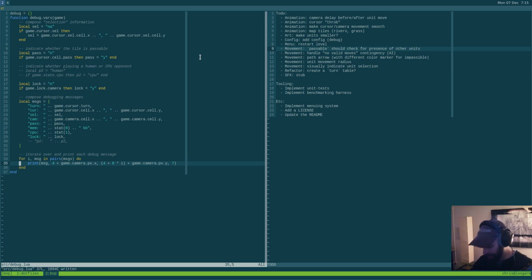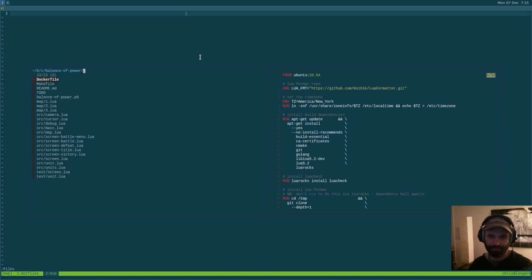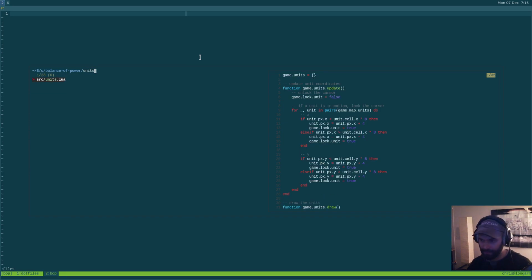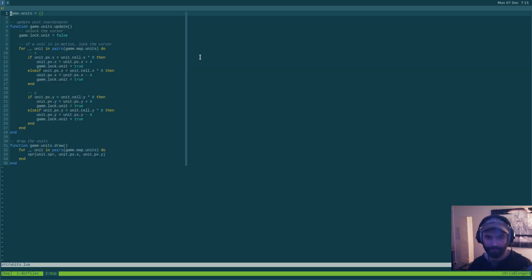So let's see. What are we going to need? We're going to need to coordinate, again, unit movement and camera movement. So I don't know. Let's pull up our camera, cursor, and units file. Yeah.